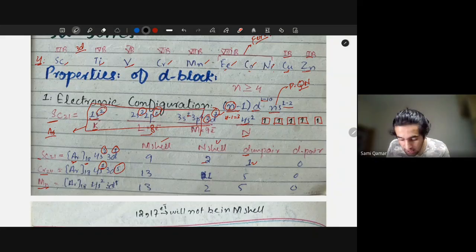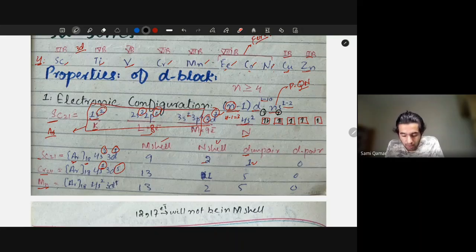Now pairing will start. The sixth one will get paired. Opposite spin will be there, according to the spin quantum number. If there are 7 electrons in the D subshell, we are having 2 pairs. One is paired here, the second is paired here. And if there are 8 electrons, then a pair can occur here as well. I hope you understand it.